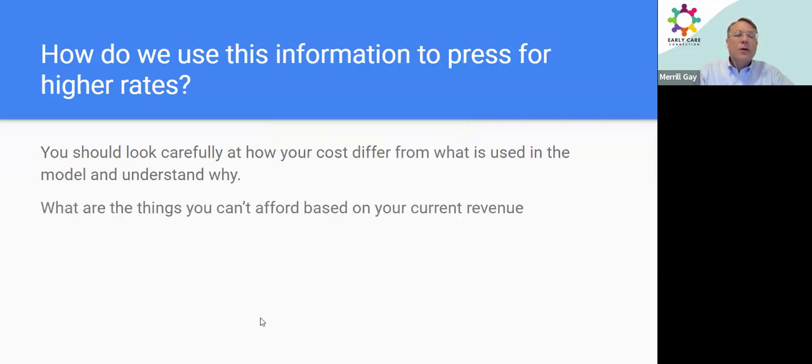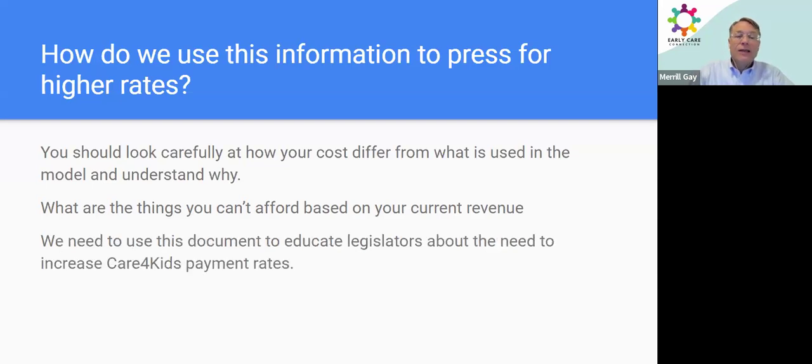So it's really important for you to understand what are the things you can't afford because of your current revenue. You know, my parents pay me this much, and that's this much less than what the cost model says it should cost. And because of that lack of revenue, I'm not able to spend as much on materials for the classroom, or I can't provide food for my kids, or any of the other things that you might be scrimping on because you don't have enough revenue.